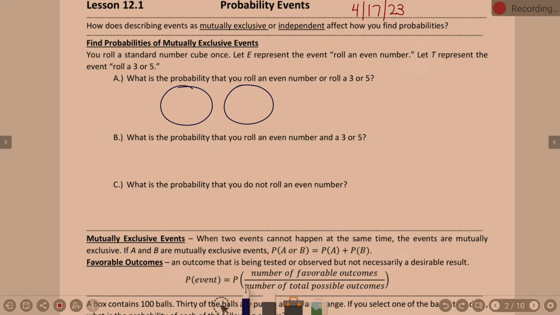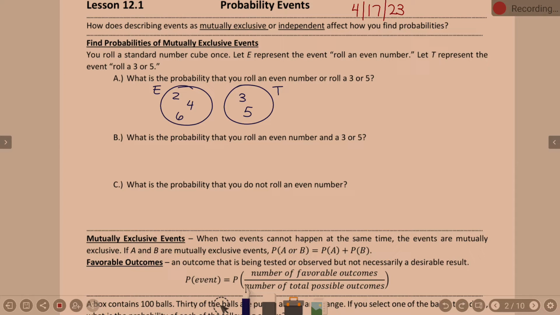So E represents the event you roll an even number. What are the possibilities if you roll an even number? 50%. But what are the specific possible outcomes? 2, 4, 6. So the possibility of rolling an even is a 2, a 4, a 6. And we called that E. The other one was T, and T represents rolling a 3 or 5. So what are those options? 3 or 5. Is there any overlap there? No. In this case, 2, 4, 6 and 3, 5 don't overlap.